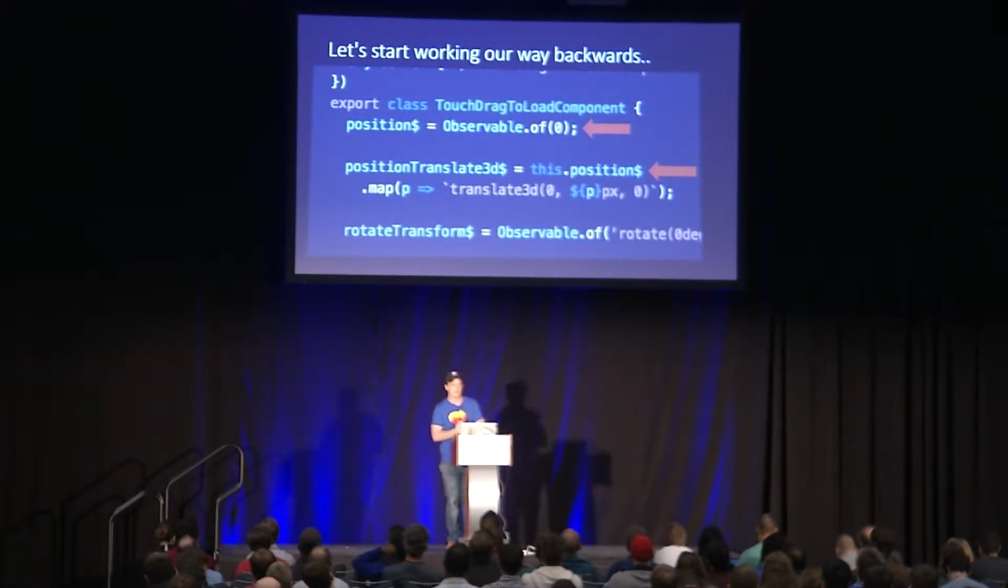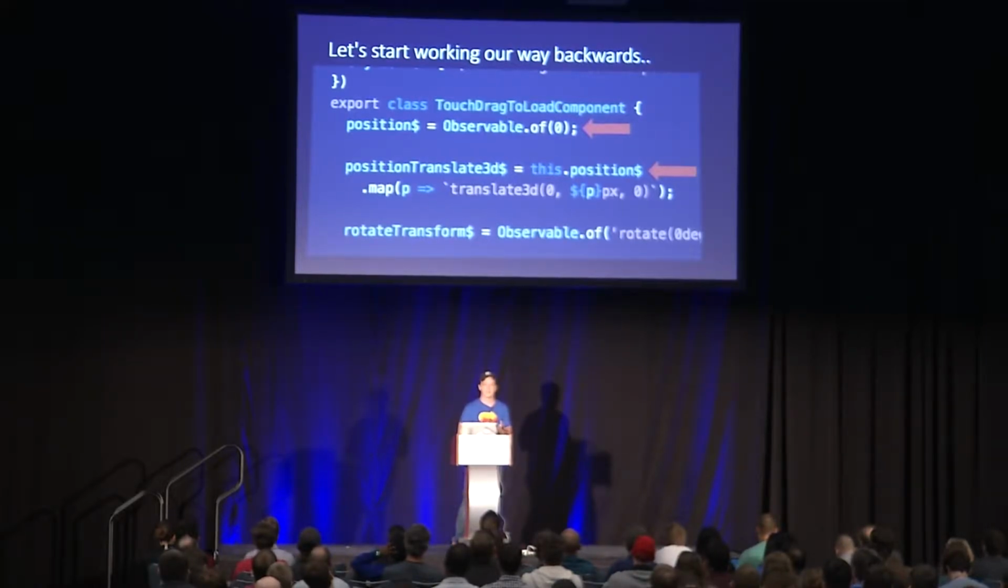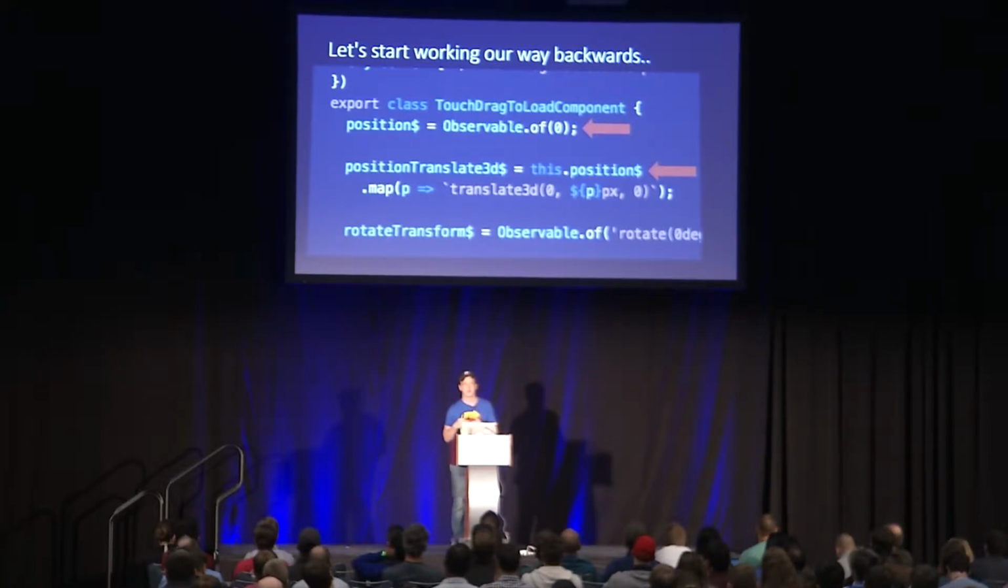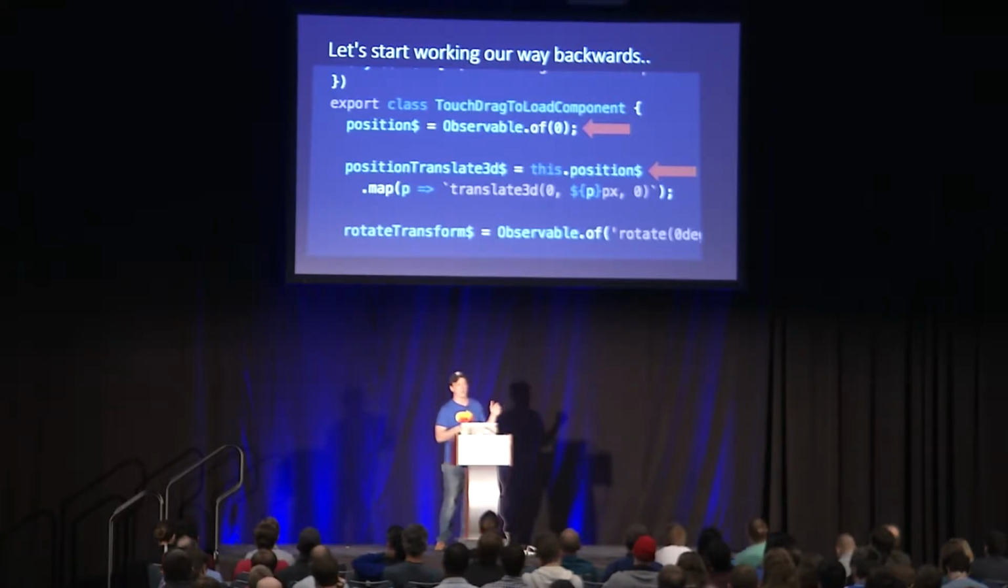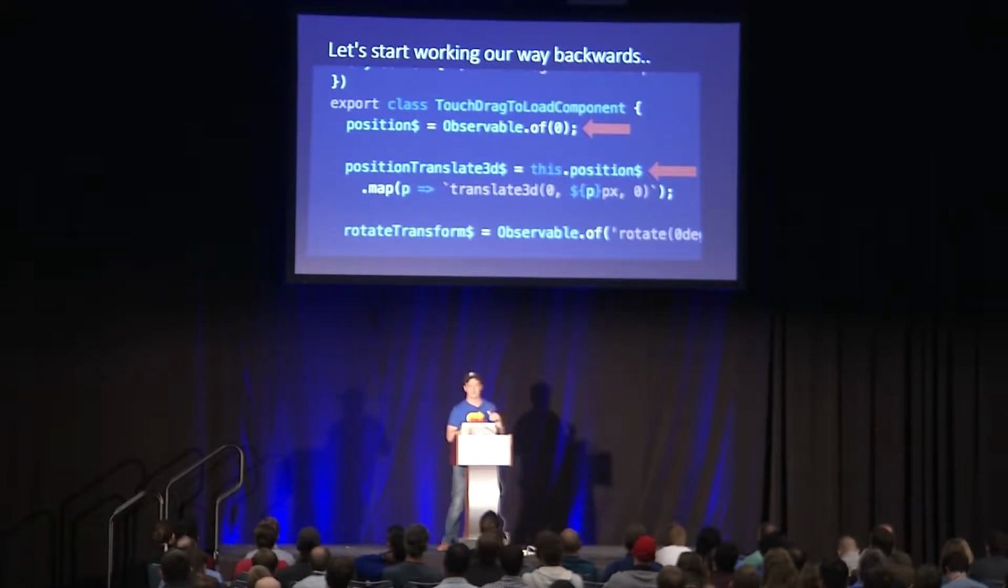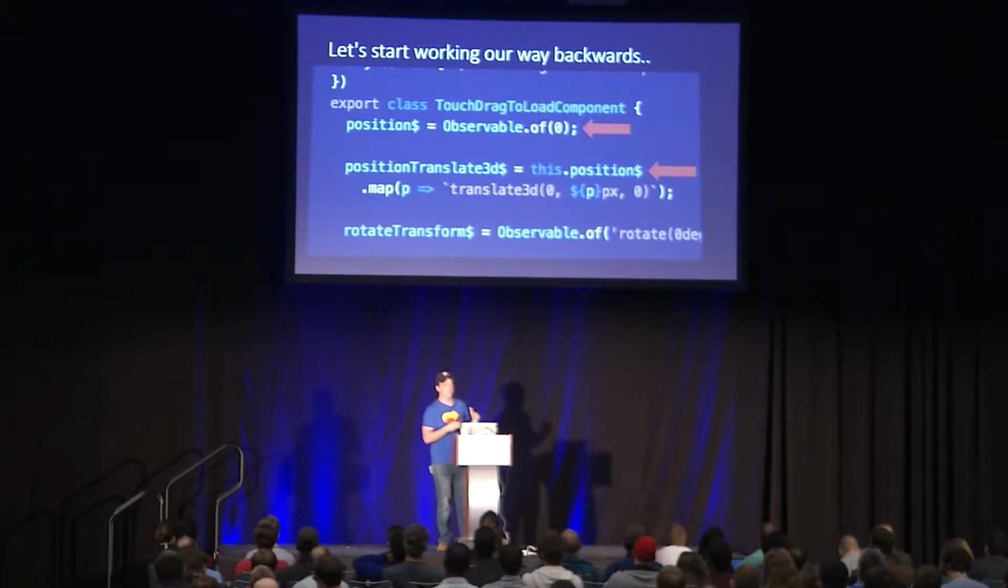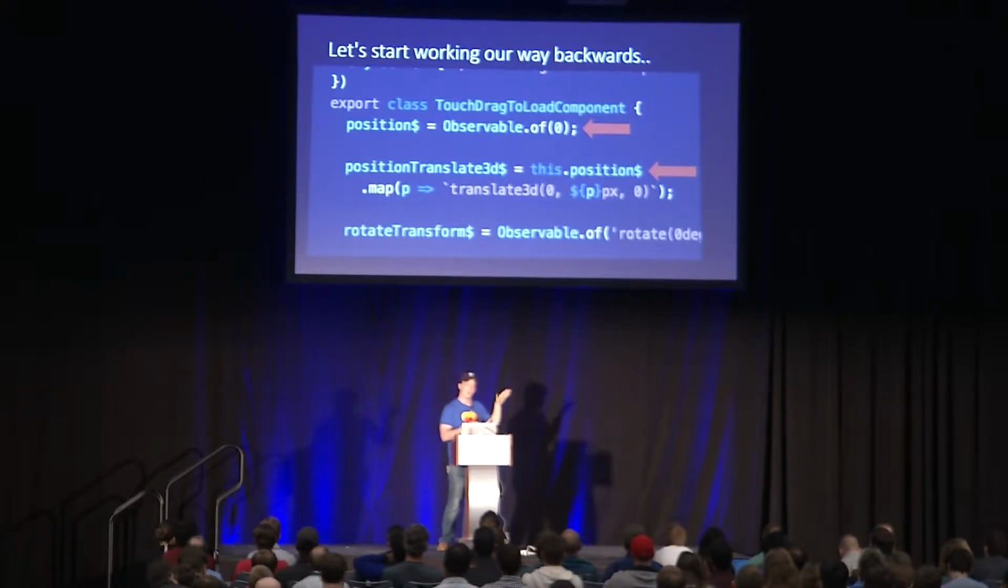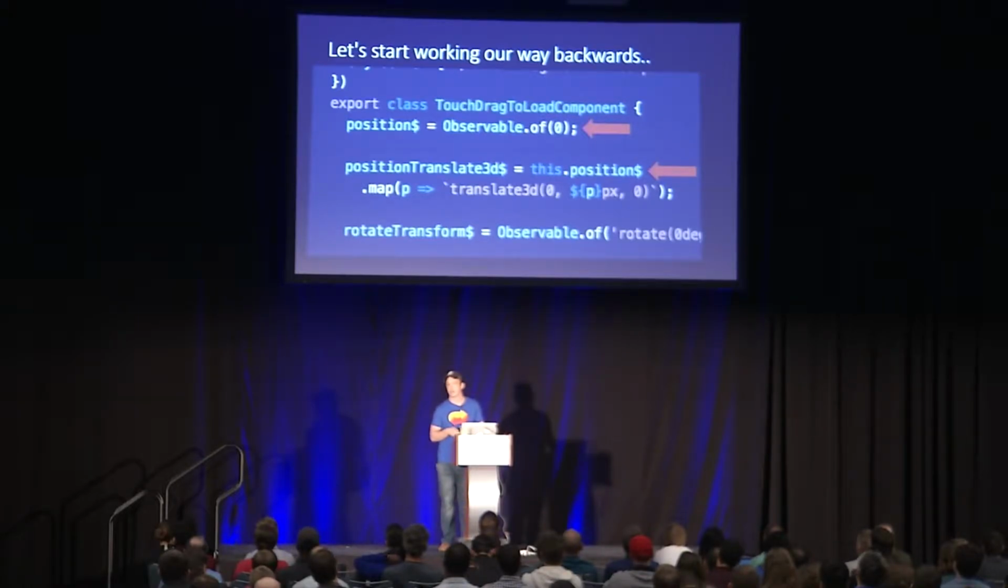So let's start working our way backwards to do some of these things. I'm going to start with moving these positions, so it's easier to deal with numbers, right? If I'm going to move something around, I don't want to have to deal with strings all the time. So I'm going to have another property called position $, that I use to actually create position translate 3D $, and I'm just going to do that with a mapping function. So this is still exactly the same thing we had before, but I've factored that into positions that is an observable of 0. And then position translate 3D comes from whatever observable positions is, and we're going to change that over time. But now we're going to map it to that string we expect.